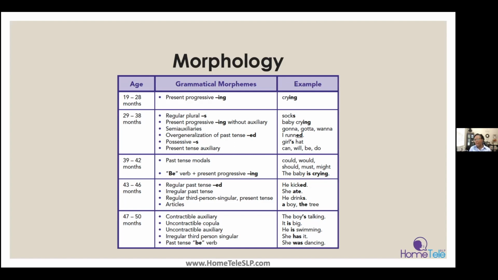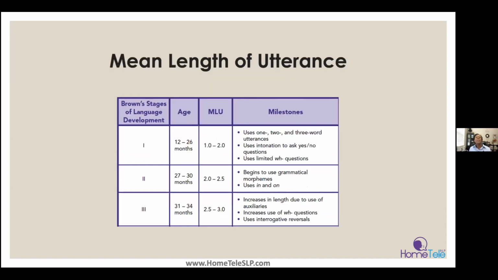And then last, we have 47 to 50 months. And we have examples of use of irregular third person singulars, such as she has it, and past tense be verbs, such as she was dancing. Talk next about mean length of utterance.